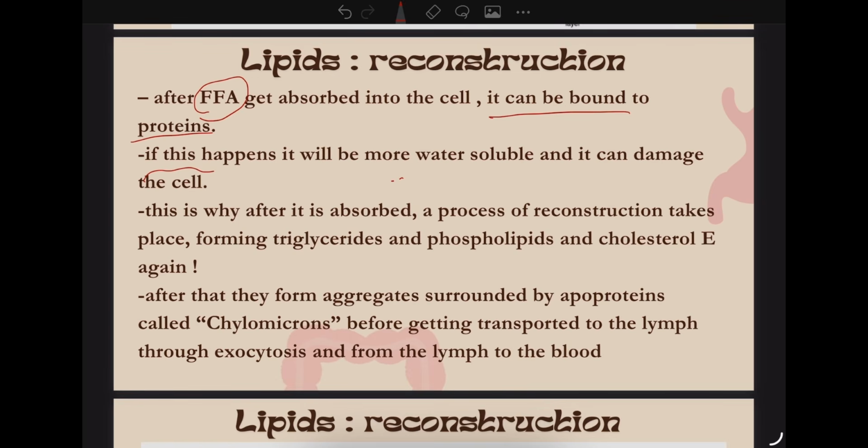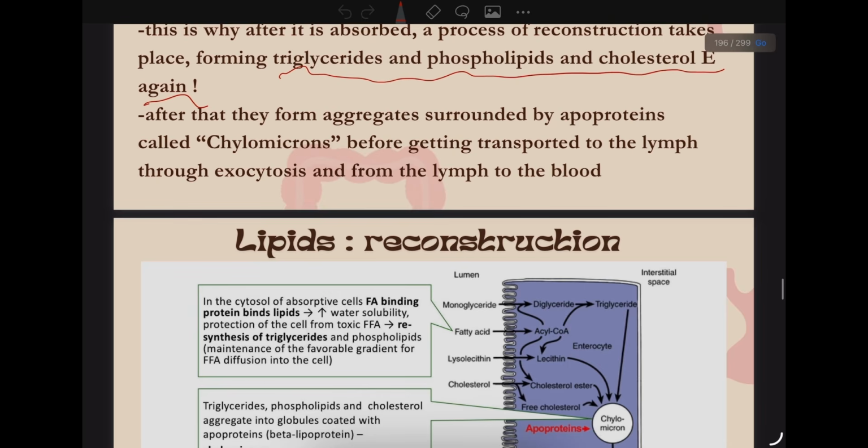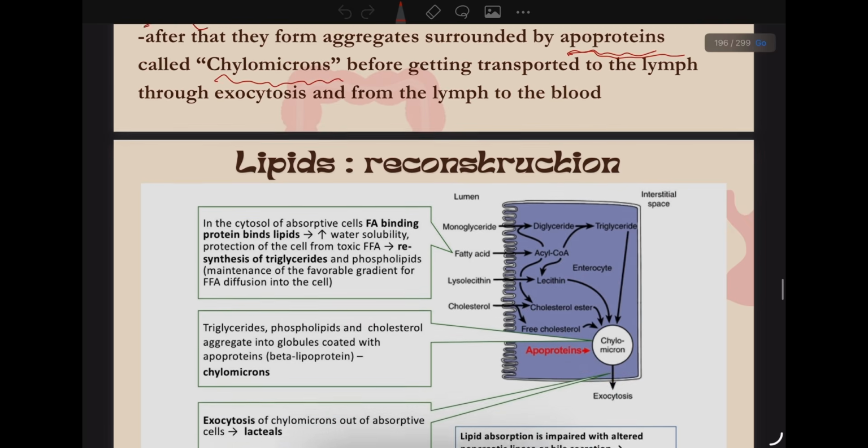This is why after it's absorbed, we reconstruct them. We take these free fatty acids, monoglycerides, and all of that, and we form the big stuff that we had at first again. After that, they form aggregates, and they are surrounded by what we call apoproteins. Do you remember outside when we formed the micelles and we had bile acids surrounding them? Now we have these aggregates, which are called chylomicrons, and they are surrounded by apoproteins. Okay?